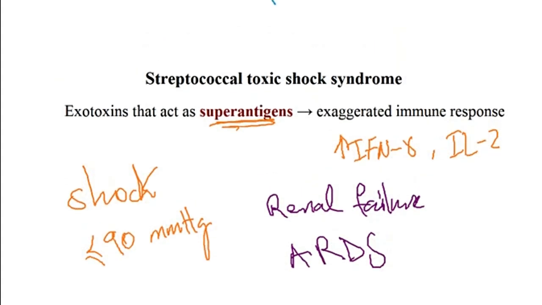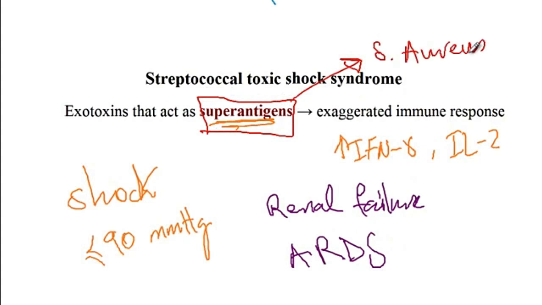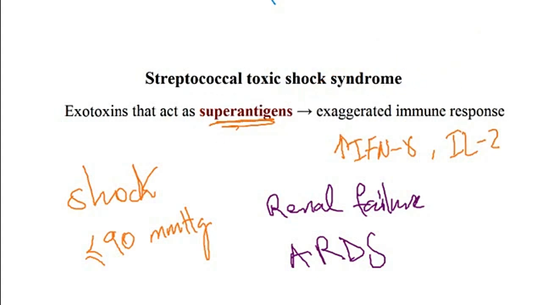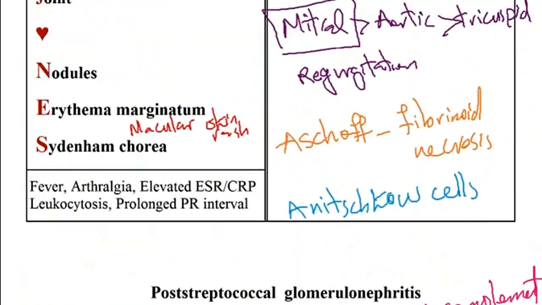Alright, now could you tell me, in addition to Streptococcus pyogenes, what other infectious agent can also produce superantigens? And the answer is Staphylococcus aureus can also produce superantigens and cause toxic shock syndrome. And this type of condition is usually seen with the use of superabsorbent tampons. In any case, back to the virulence factors of Streptococcus pyogenes.